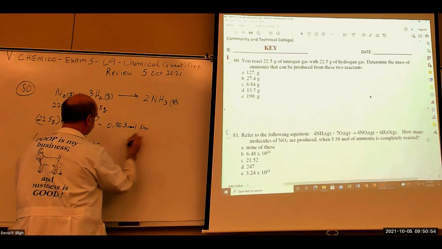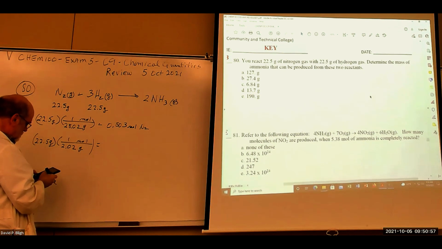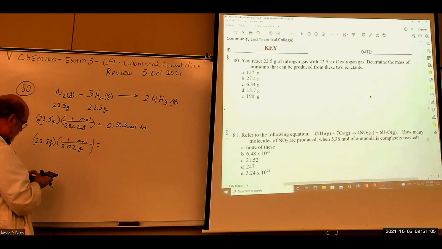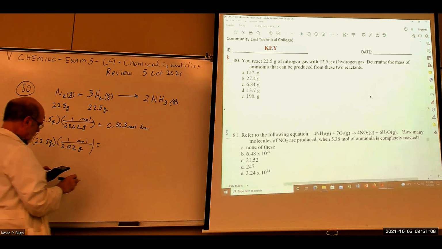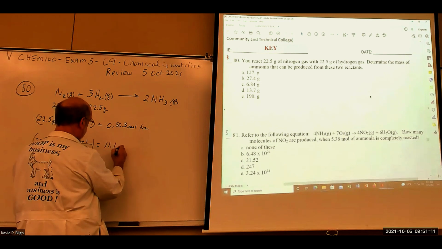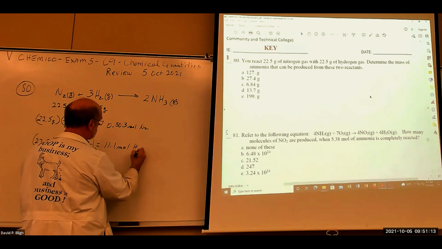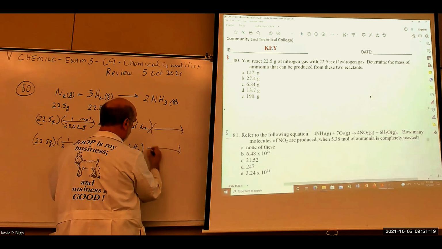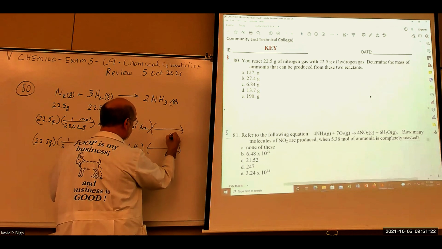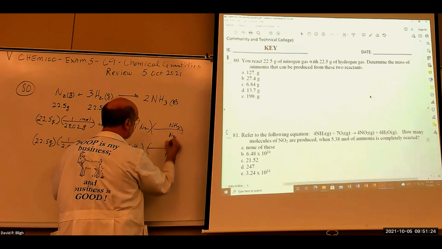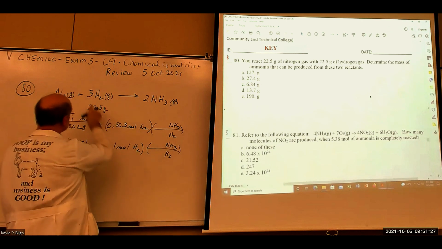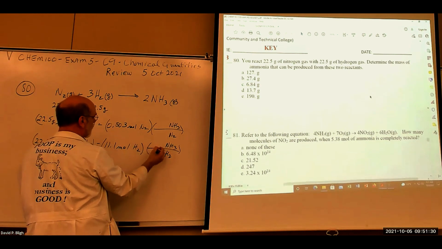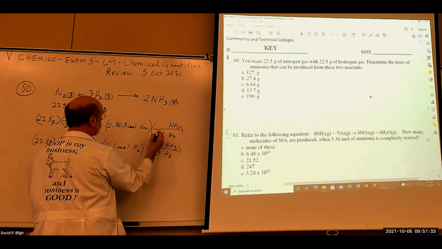0.803 moles of nitrogen, and divided by 2.02, 11.1 moles of hydrogen. So how many moles of ammonia can be produced from each one? Hydrogen, nitrogen, ammonia, ammonia. So that's 3 here and 2 here. And that one is 1 here and 2 here.